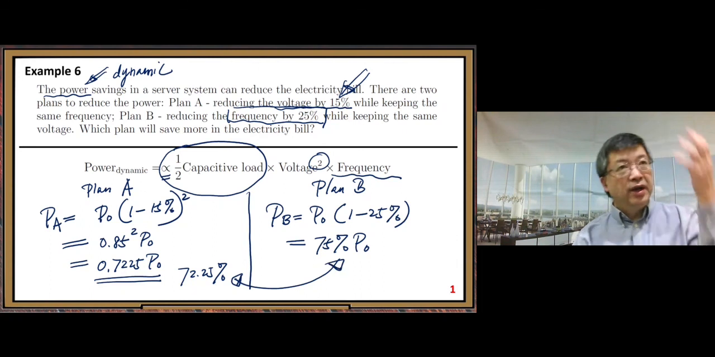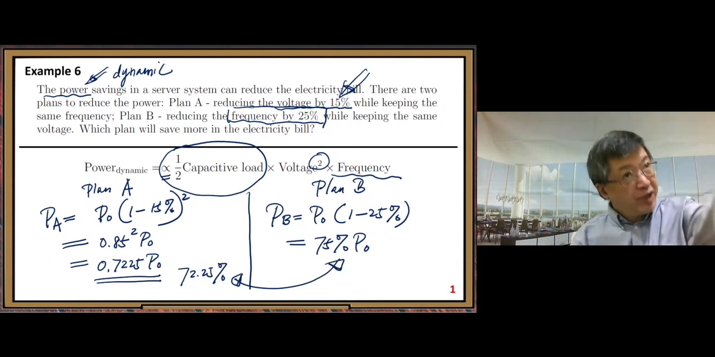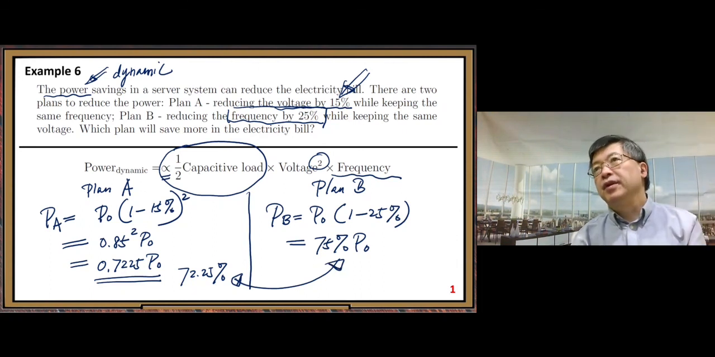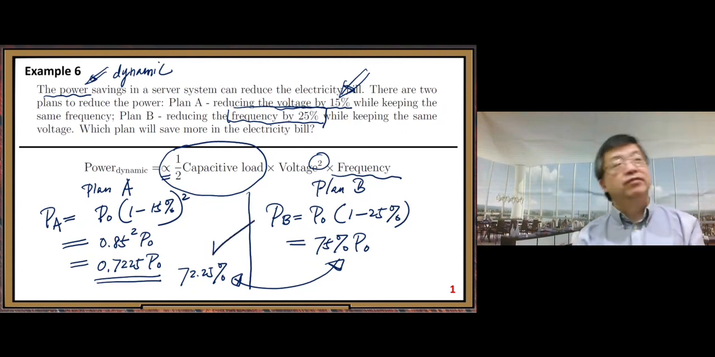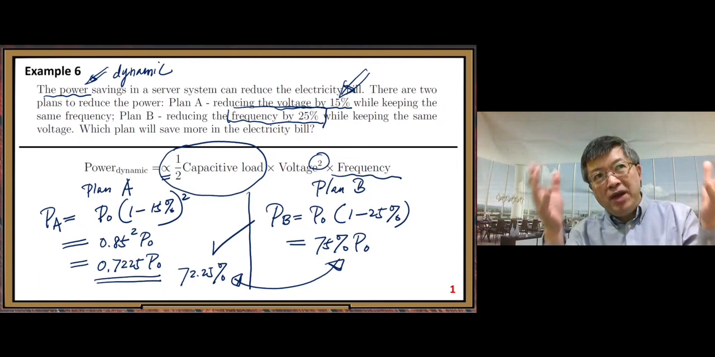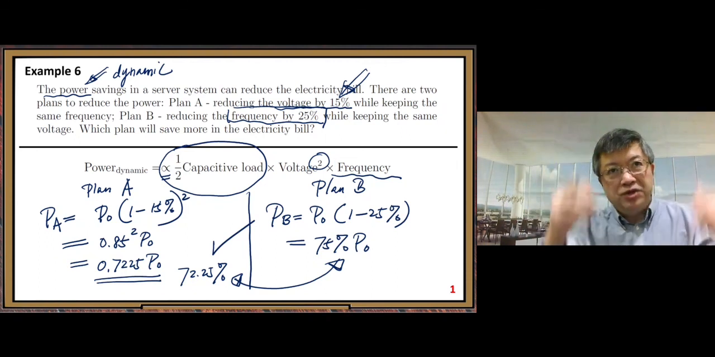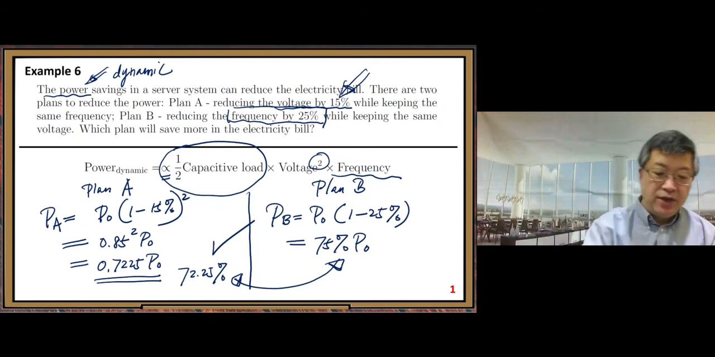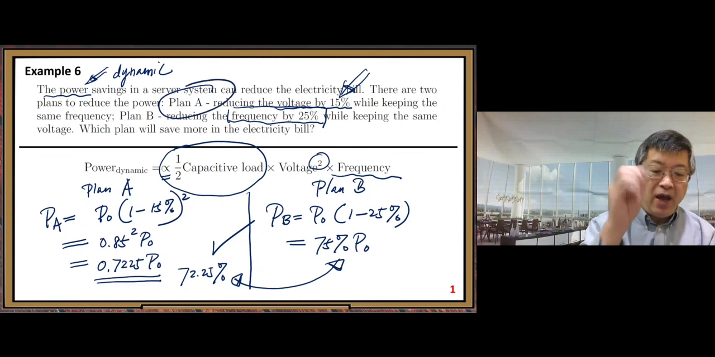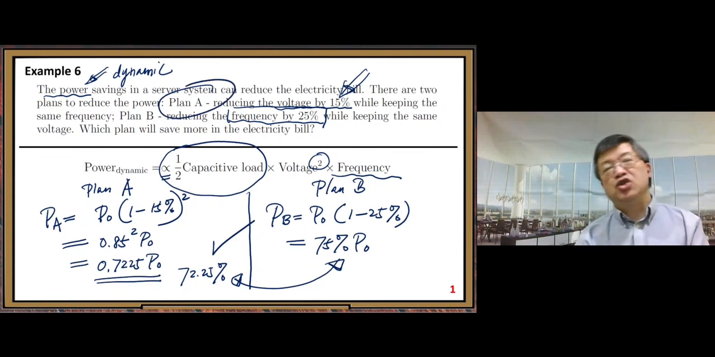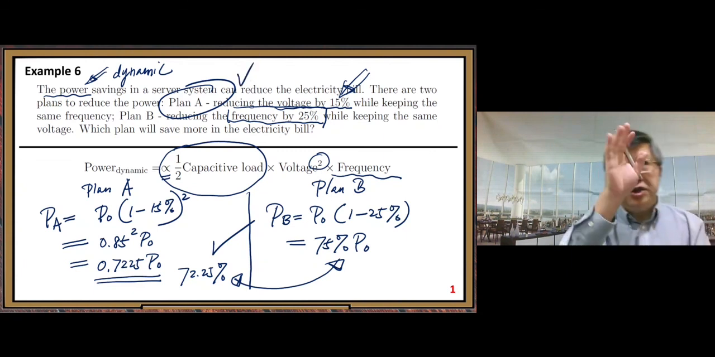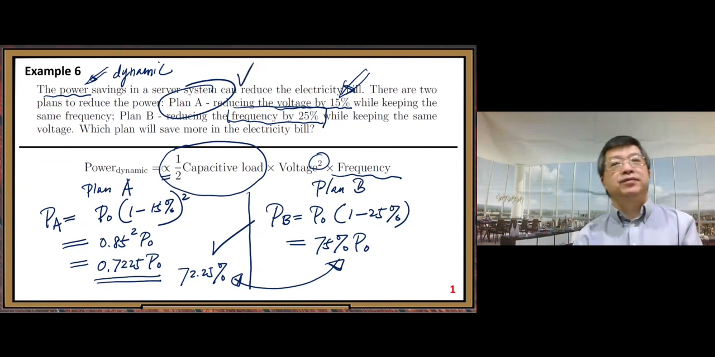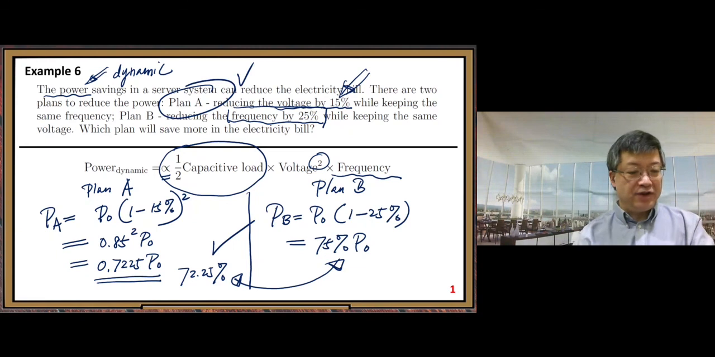At the end, we compare these two numbers. Which one gives us more saving? The answer is obvious. This one is smaller, right? Smaller means we have more saving. So the answer, plan A, is the choice. Plan A is a better plan. So that is our first example.